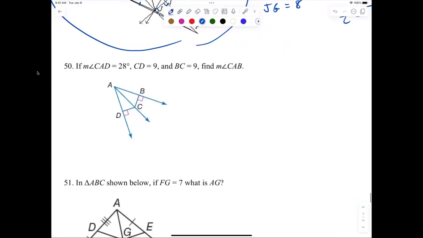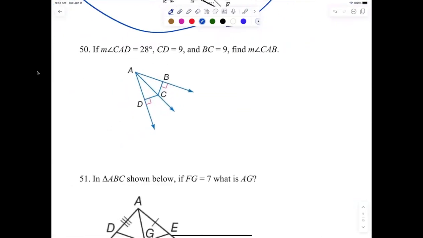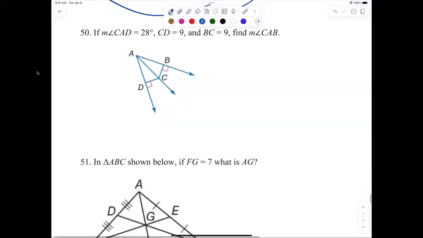All right, let's look at 50. CAD is 28. CD is 9. BC is 9. Therefore, CAB has to be what? 28. And they might ask you for DAB, right? Just double it. 28 degrees.